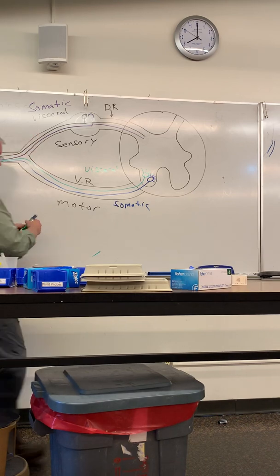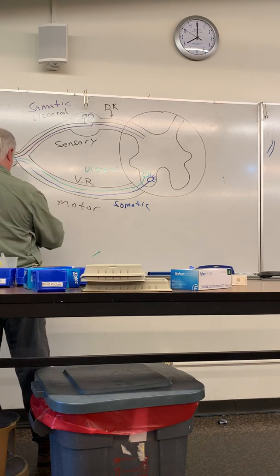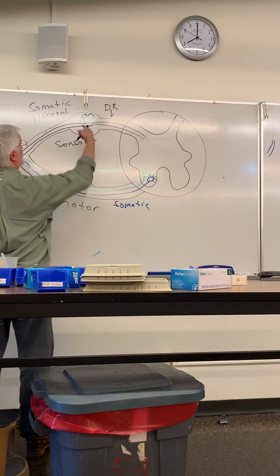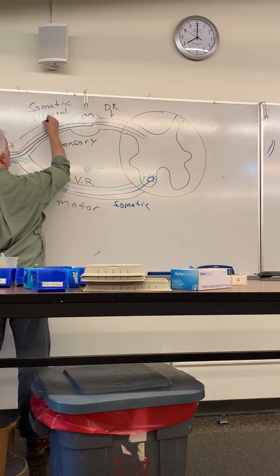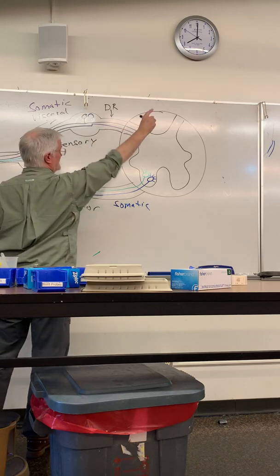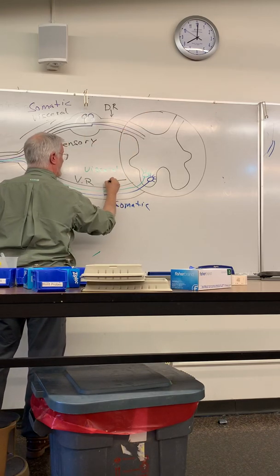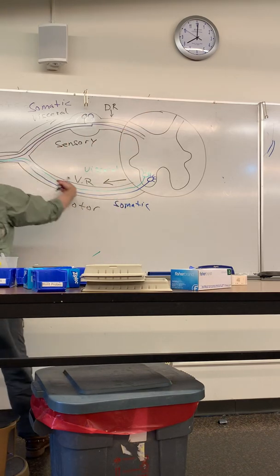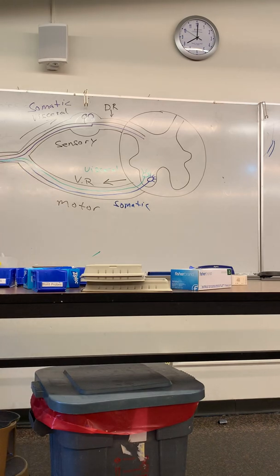So the signals that we're going to learn about, the information in the dorsal root is going to go this way, toward the central nervous system, and information is going to flow in this direction from the anterior gray horn through the ventral root. Now I know the flow of traffic with this.